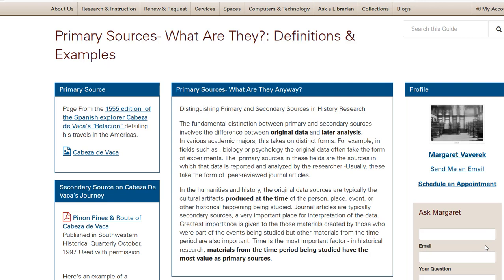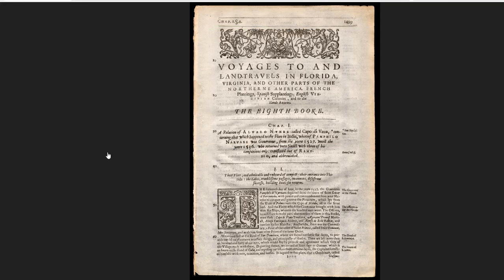A good historical example is the work of the Spanish explorer Cabeza de Vaca. His travel journal was published in the 1550s and is considered a primary source of historical information on his travels because he wrote it. And here is a page from that document.